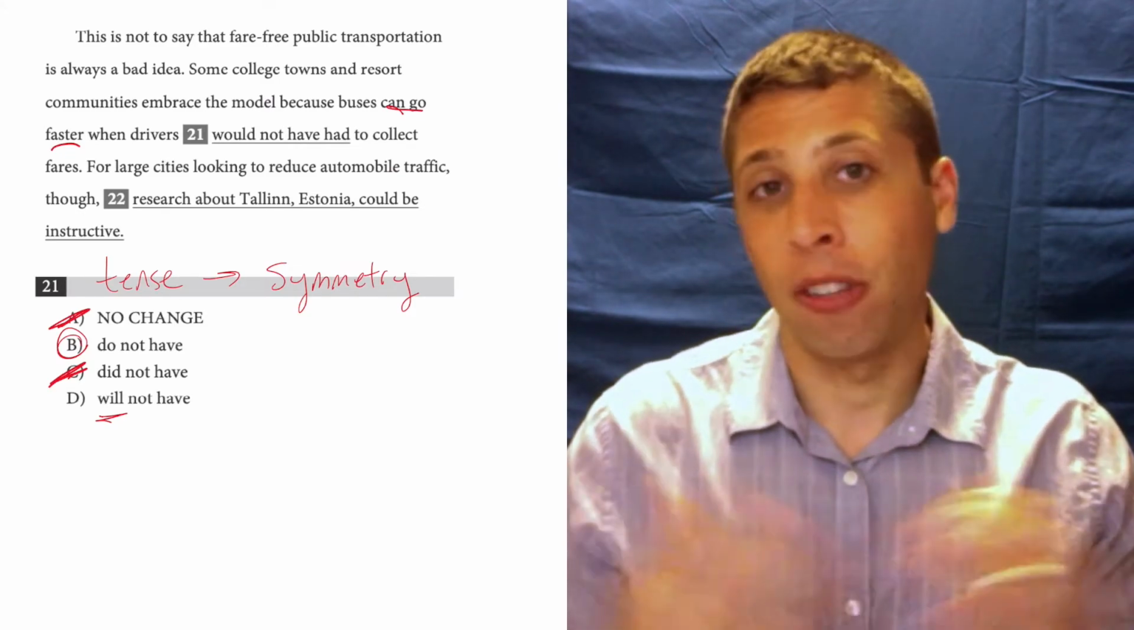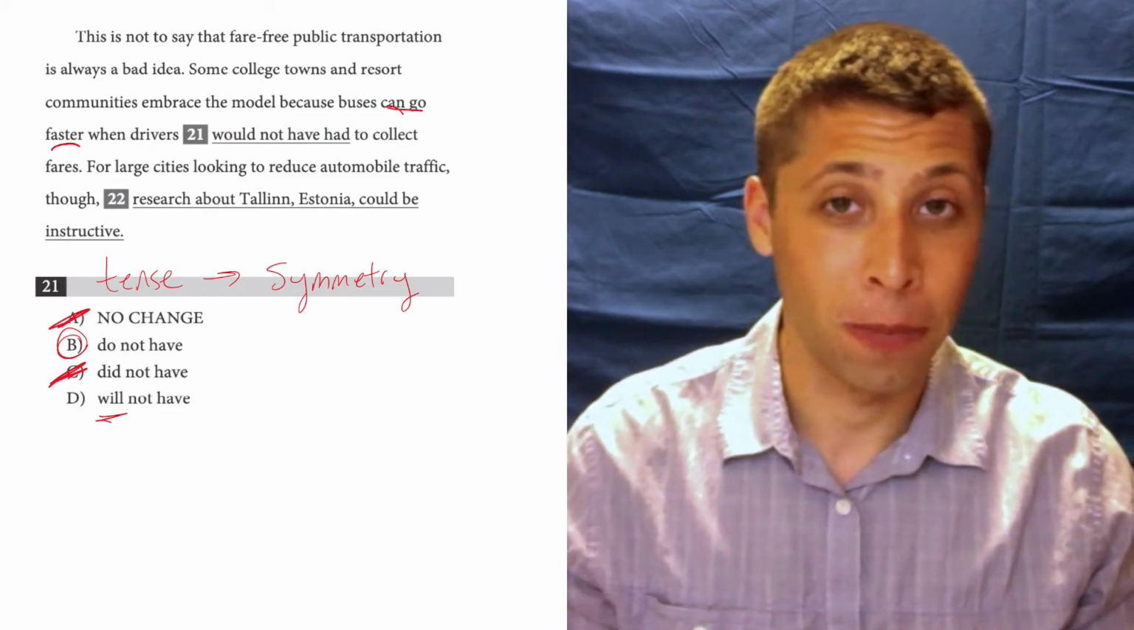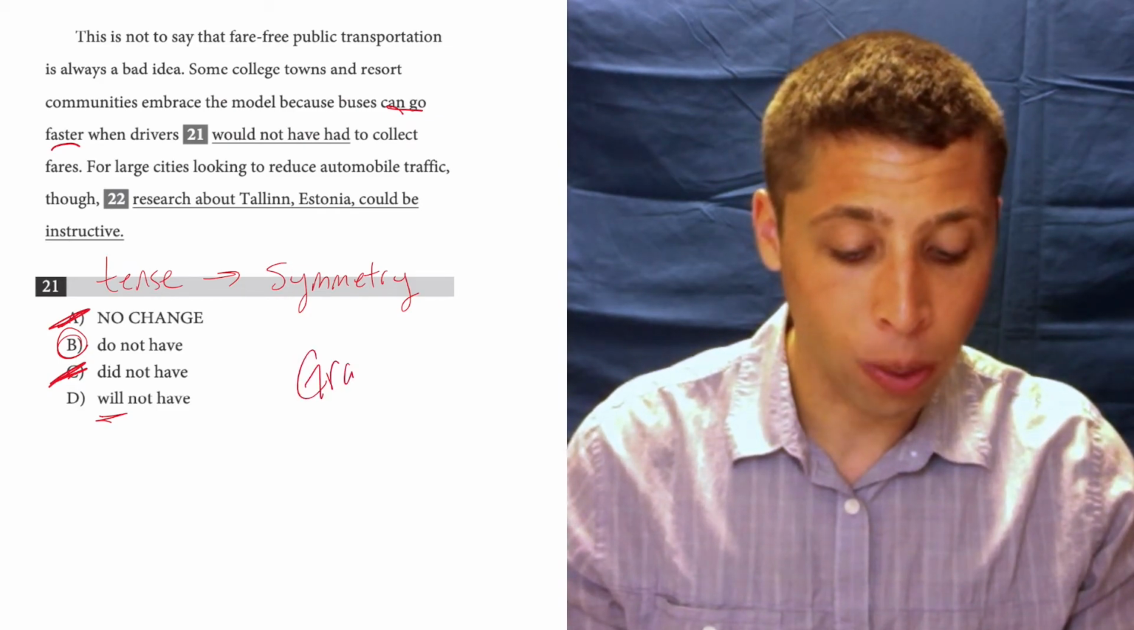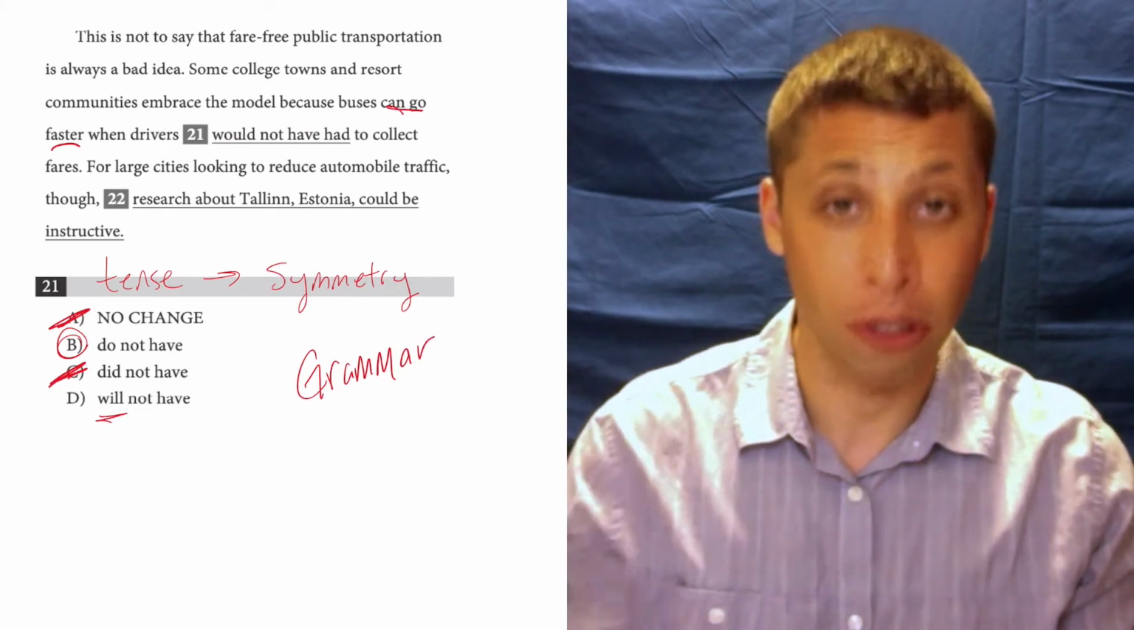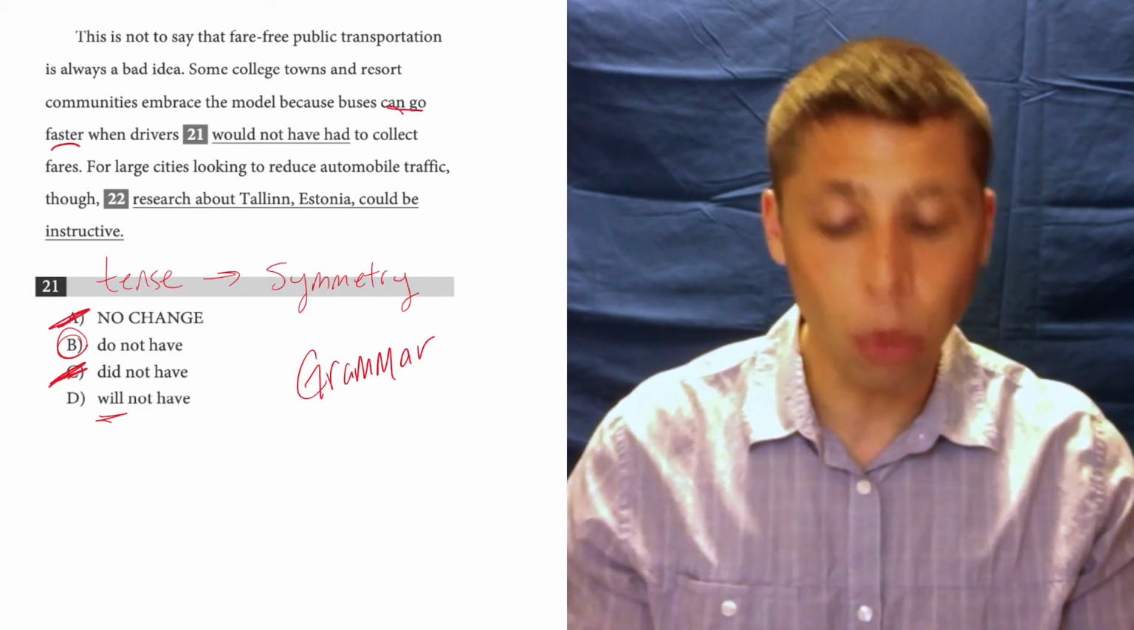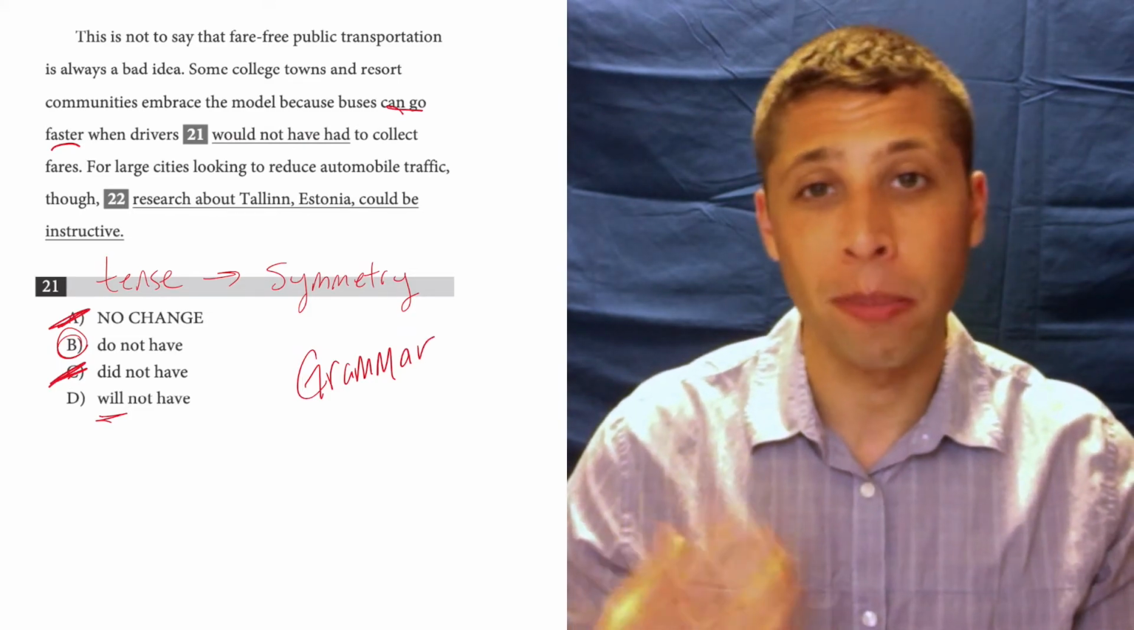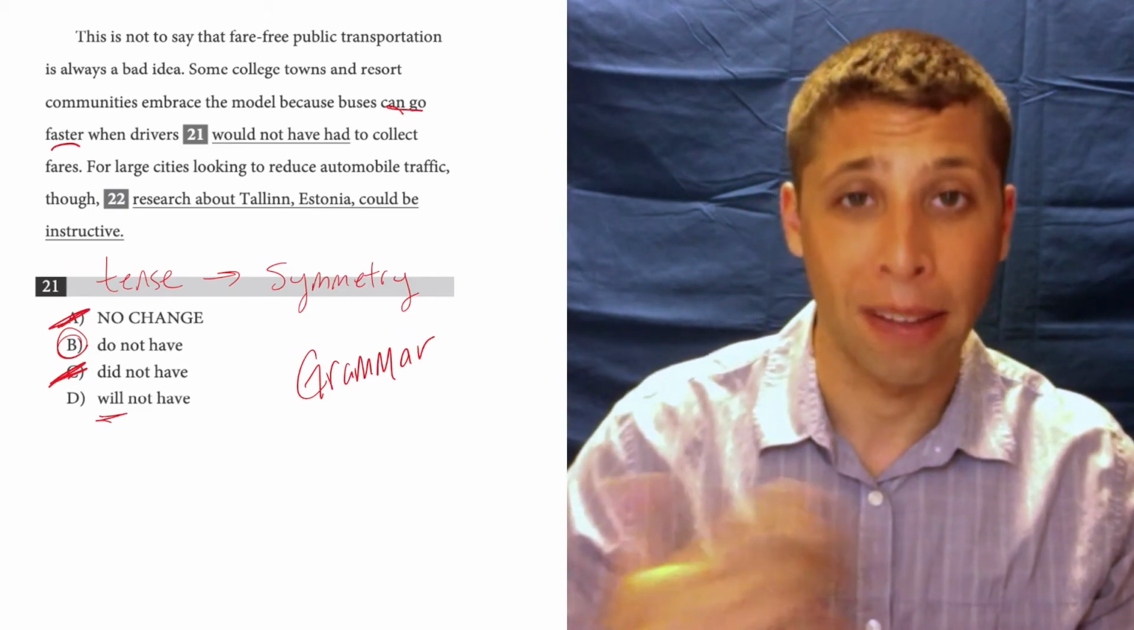And so, yeah, you might be able to just hear what the right answer is here. But remember, this is a grammar question. It's not just about what sounds good. There's a rule underlying this, and that rule is that the tenses need to match. We need to make sure sentences follow a rhythm and have some sort of symmetry.